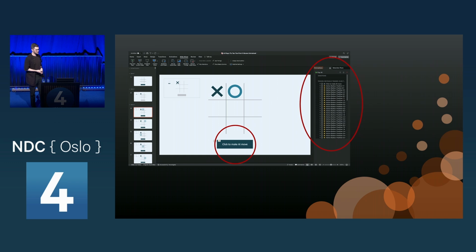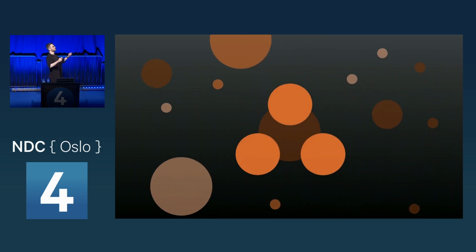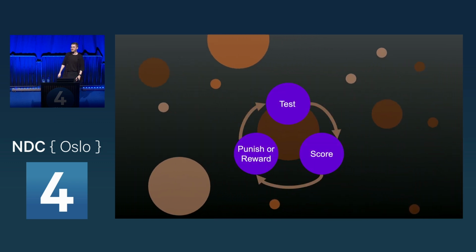But how do we train? How do we confirm that what we've just created is indeed an avenue that we can use to train a PowerPoint AI to play Tic Tac Toe? Well, to do that, we have to look at these 3 components that I kept hammering on about in the earlier part of this talk. To talk about how we defined our test, how we're going to score it, and then finally, how we're going to provide punishment and reward for each iteration of the game.